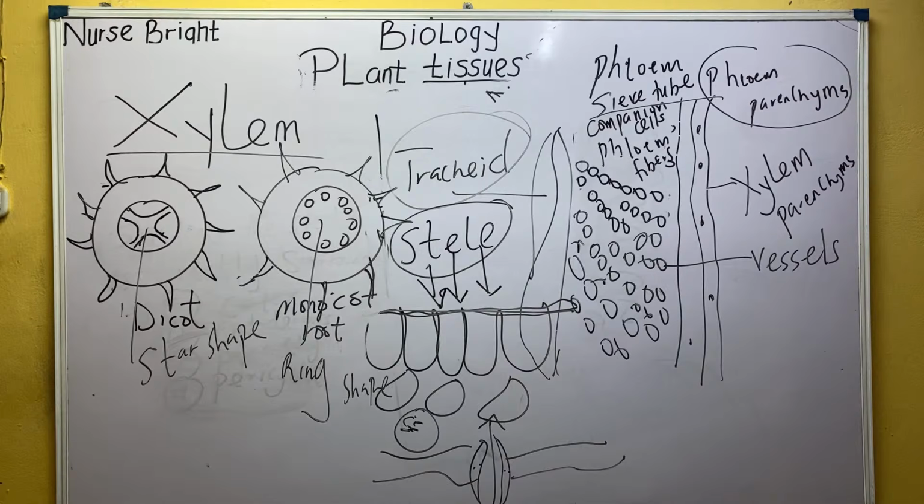Guys, listen. The pericycle's function is to produce lateral roots. Please take note. The pericycle's function is to produce what? Lateral roots. All right, please note it. What's a lateral root? A lateral root basically is a root that grows out from another root.